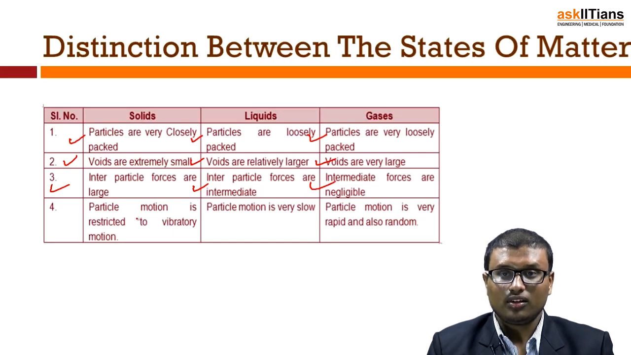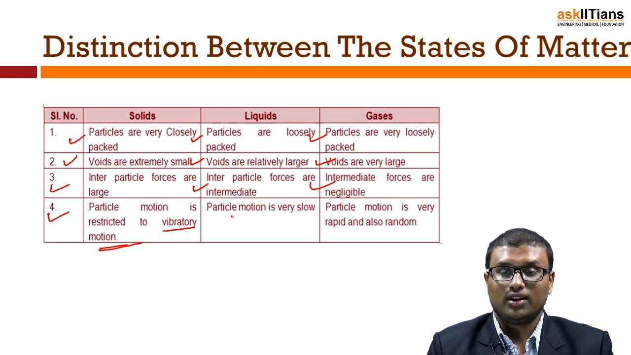And this is an interesting point. The particle motion is restricted to vibratory motion. Obviously there can be motion in all three states, right? There can be motion in a solid, in a liquid, and in a gas. But the particle motion in a solid is always restricted to vibratory motion. That means the particles can only vibrate. Next, in liquids, yes, there is particle motion, right?